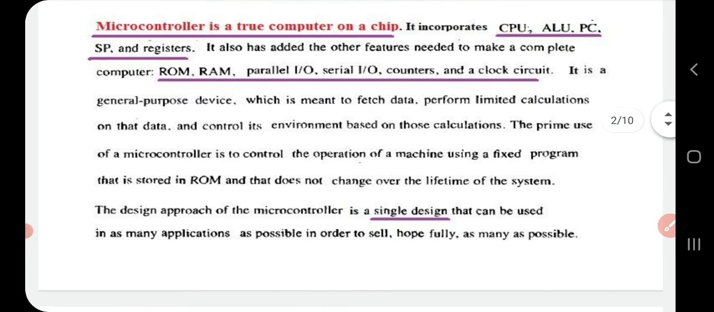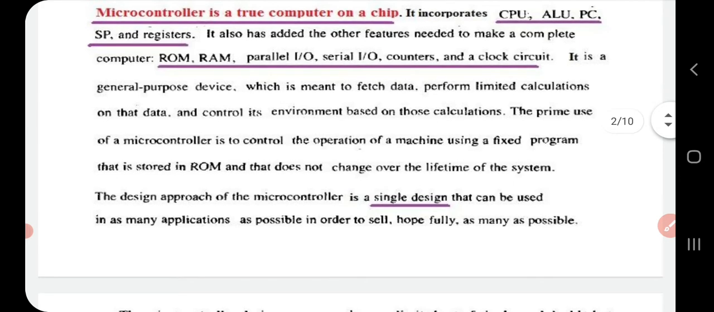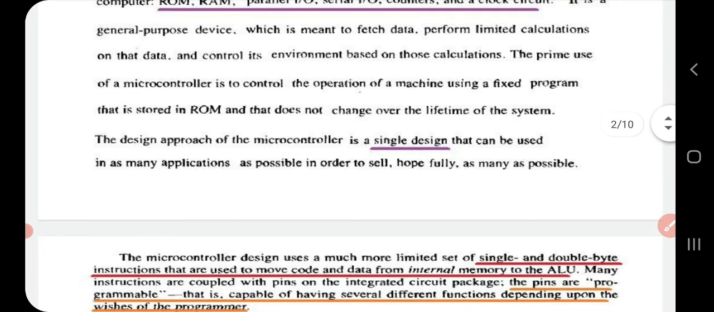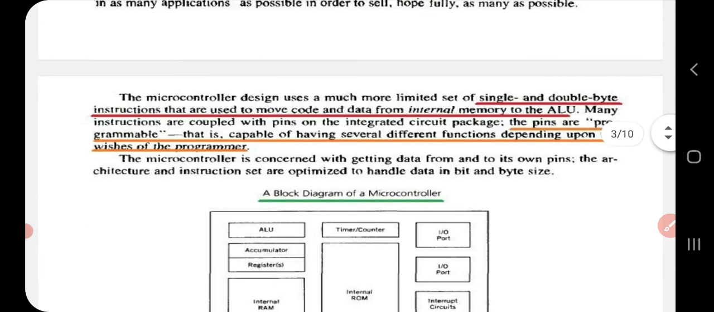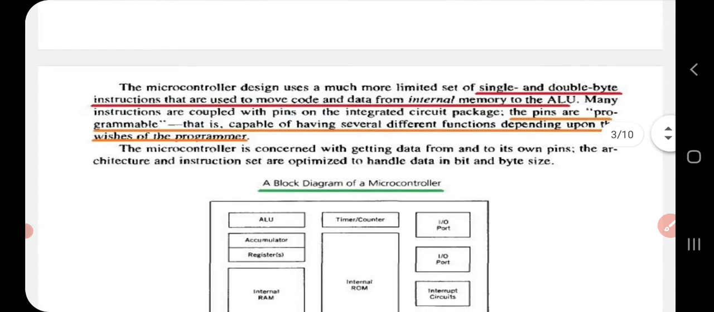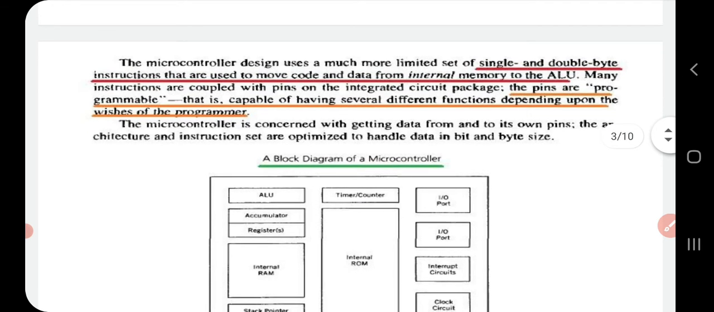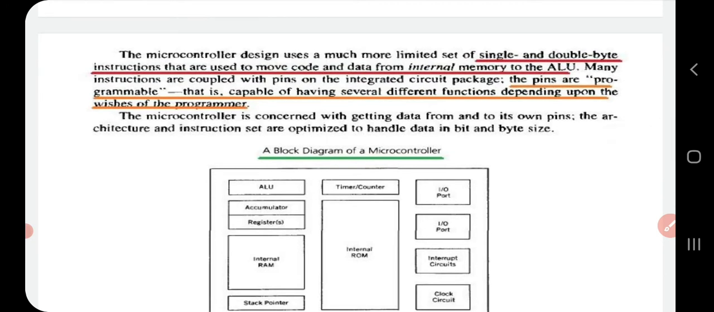Now, the prime use of a microcontroller is mainly to control the operation of a machine using a fixed program which is stored in the ROM, and that does not change over the lifetime of the system. It is of a single design which can be used for as many applications as possible, and it can work on both single and double byte instructions which are used to move the code and data from internal memory to the arithmetic logic unit. Many instructions are coupled with the pins on the IC package, and one of the most important points is that all these pins of the microcontroller are programmable. That is, they can be programmed according to the wishes of the programmer, and are capable of having different functions.